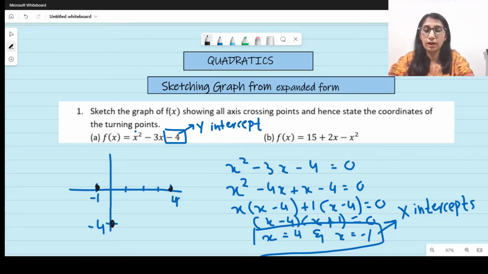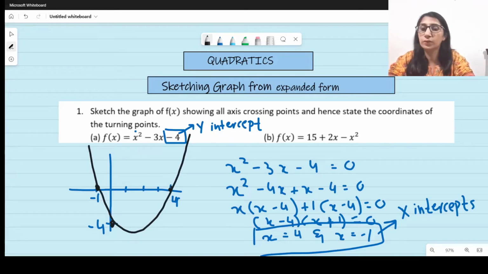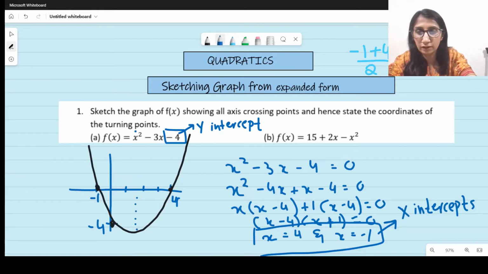So next thing I should know is the turning point. Where will the graph turn? So what's going to be the turning point? The turning point is going to be in this value basically. So how do I find the turning point? The x coordinate is just the midpoint of minus 1 and 4. So what's the x value at the turning point? Minus 1 plus 4 divided by 2. So that's 3 divided by 2, which is 1.5. So the value of x here is 1.5.